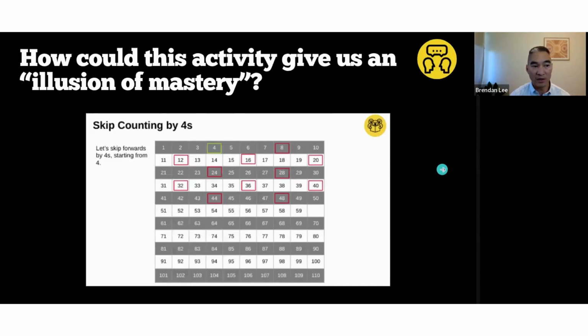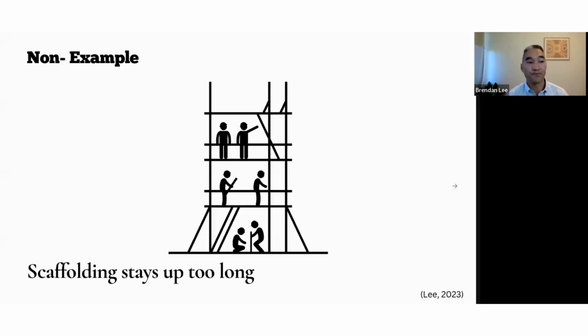So that would be the illusion of mastery, where we think learning has happened, but we haven't actually given our students an opportunity to show us what they can do independently. And so, yeah, we think learning has happened when we don't actually know yet. So, yeah, the non-example part of this is that we keep the scaffolding up too long.